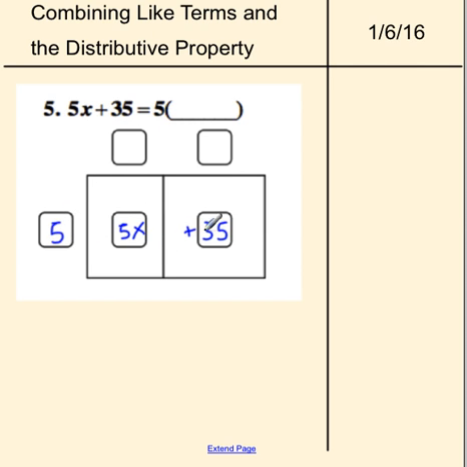Now we can use the information that we know to figure out what must go inside those parentheses. So 5 times something gives me 5x. Well, 5 times x gives me 5x. And 5 times something gives me positive 35. Well, 5 times positive 7 gives me positive 35. So inside these parentheses, I would write x plus 7.